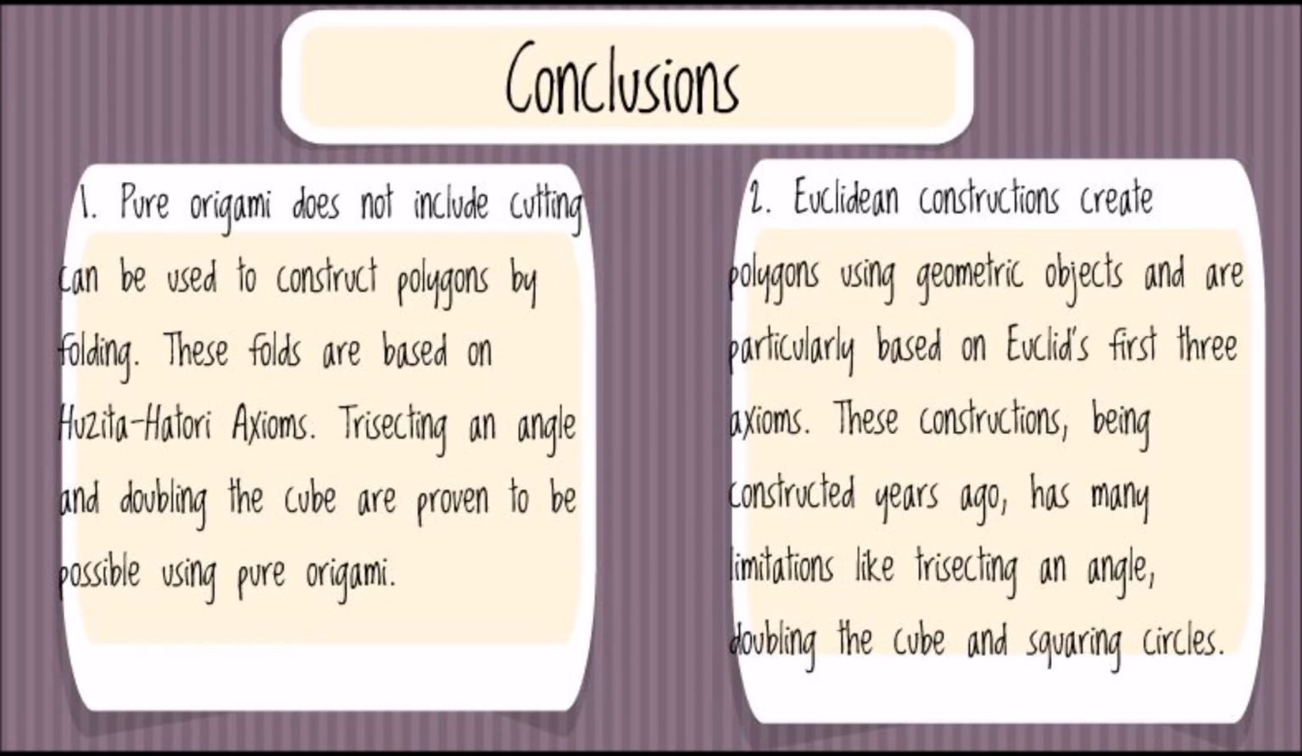So, to conclude, pure origami does not include cutting and can be used to construct polygons by folding. These folds are based on Huzita-Hatori axioms, and trisecting an angle and doubling the cube are proven to be possible using this method. Next, Euclidean constructions create polygons using geometric objects and are particularly based on Euclid's first three axioms. These constructions, being developed years ago, have many limitations, like trisecting an angle, doubling the cube, and squaring the circle, which are proven to be impossible.